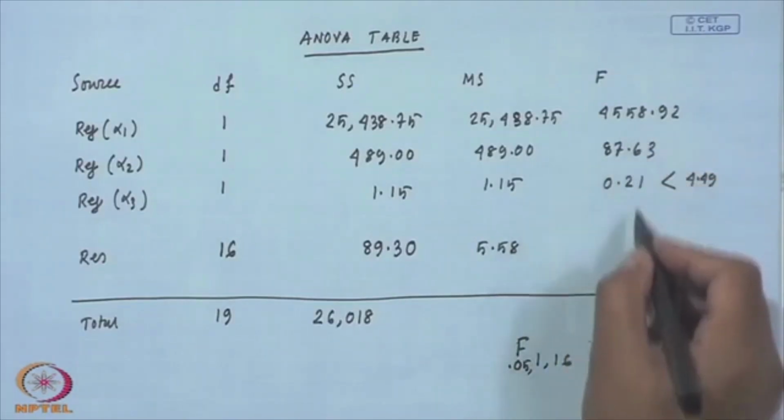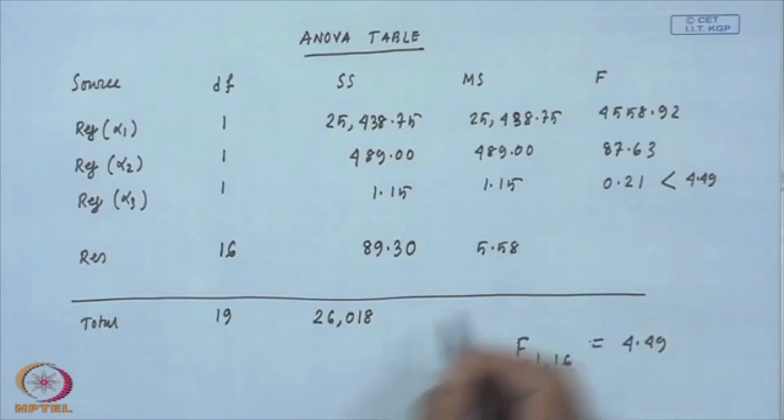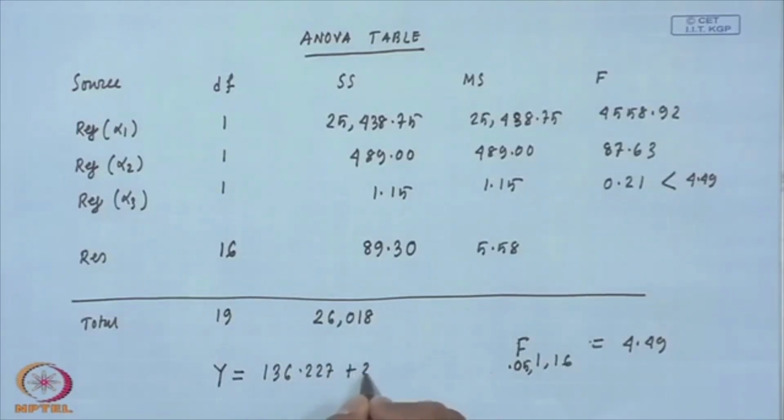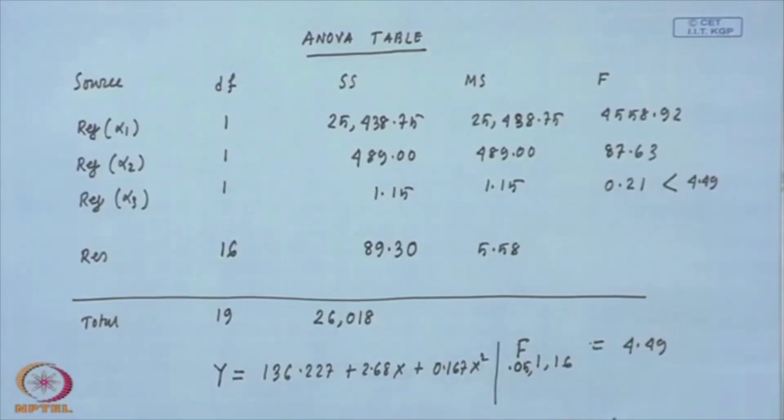This table says that alpha 3 is not significant. That means you can go for a quadratic fit. So, the final fit in terms of x is 136.227 plus 2.68 x plus 0.167 x square. Okay, so that you can check.